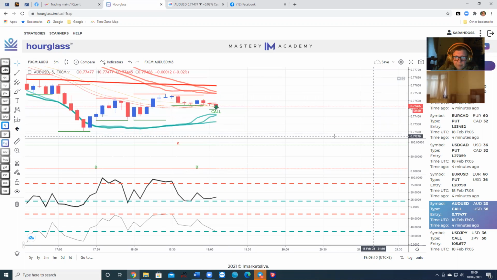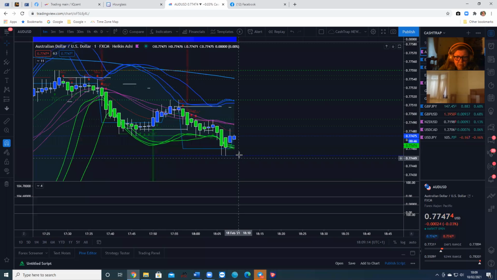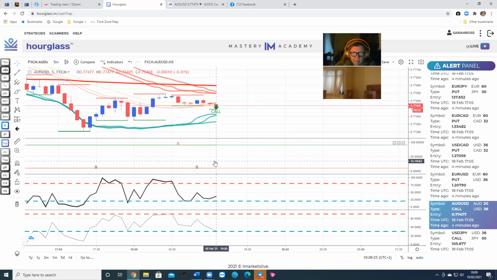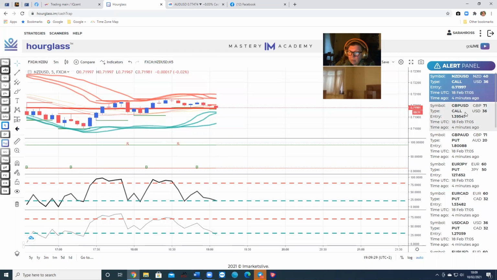Let's see if we get a put on that. Again, it's not really in a position that I like, to be honest. I'll just watch that. Right, just have one more flip through here. EMA's right through the middle.